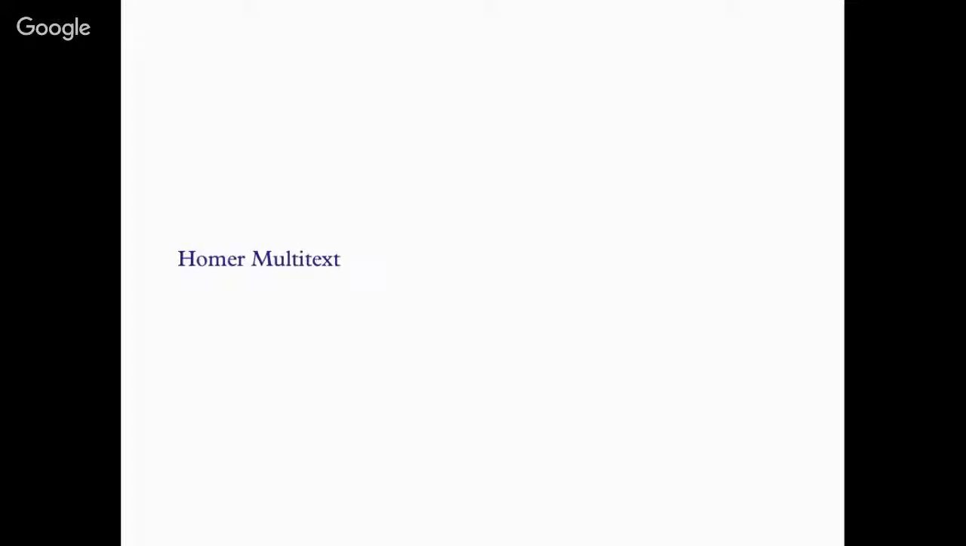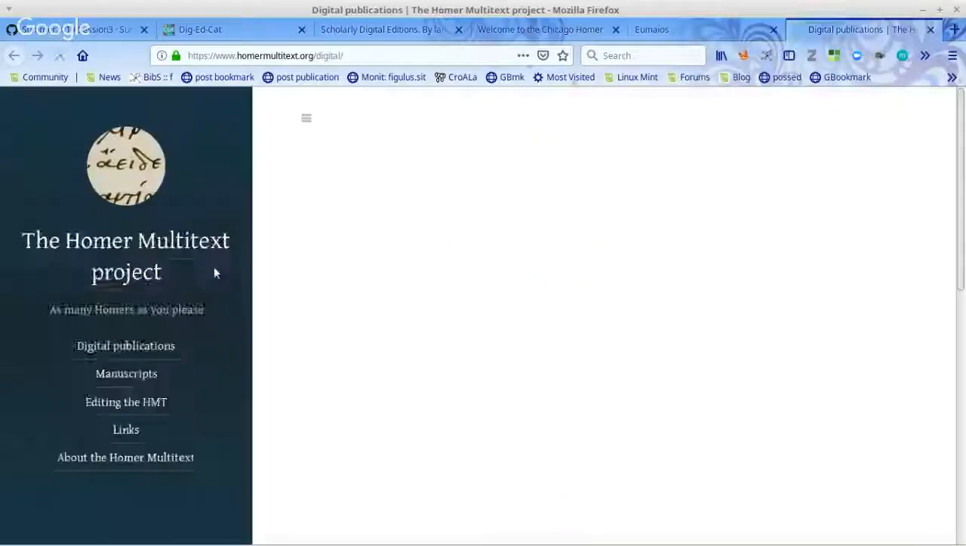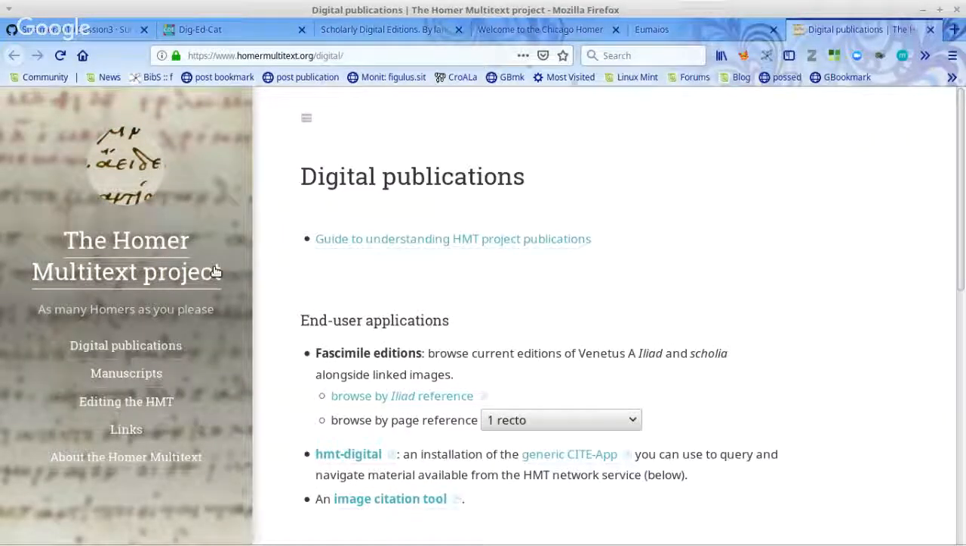Now, the next project that I want to demonstrate again deals with Homer, but this is the Homer Multitext project, which started in 2004, also quite long ago. The groundwork for this was done even earlier. But contrary to the presumption of the Chicago Homer, it does not present one Homer. And this is why it is called a multitext.